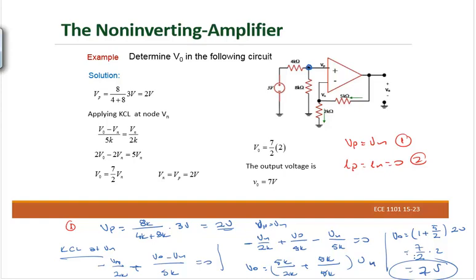Again, not too much different than KCL, KVL rules. Only we need to apply these two terms to find out the V output directly from here. This is the end of the section.